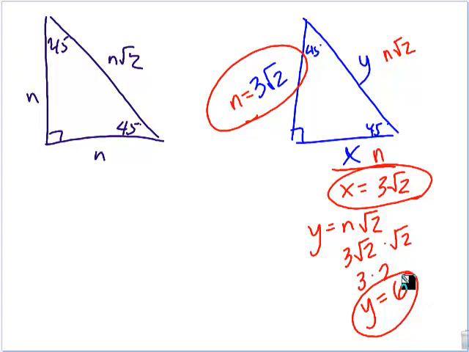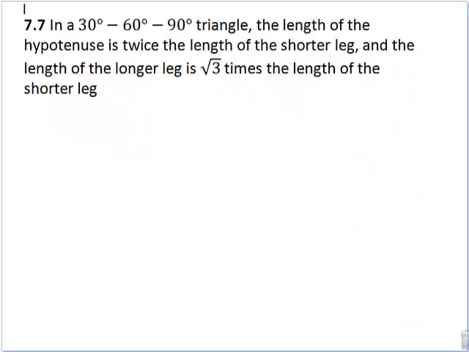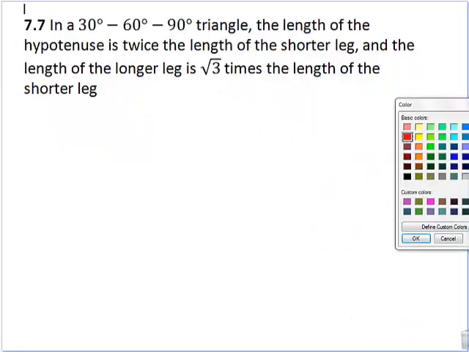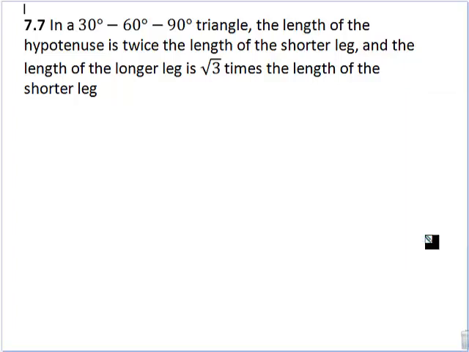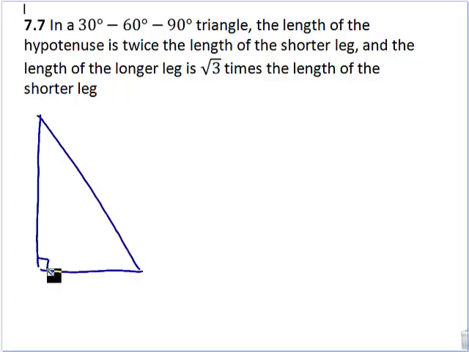Okay. So we have another special right triangle, which is a 30, 60, 90. The 30, 60, 90, it says the length of the hypotenuse, so the hypotenuse is always opposite of our 90, is twice the length of the shorter leg, so we're going to make that 2n. Our shorter leg is going to be opposite of our 30, so n. And the longer leg is the square root of 3 times the length of the shorter, so this one's n square root of 3.